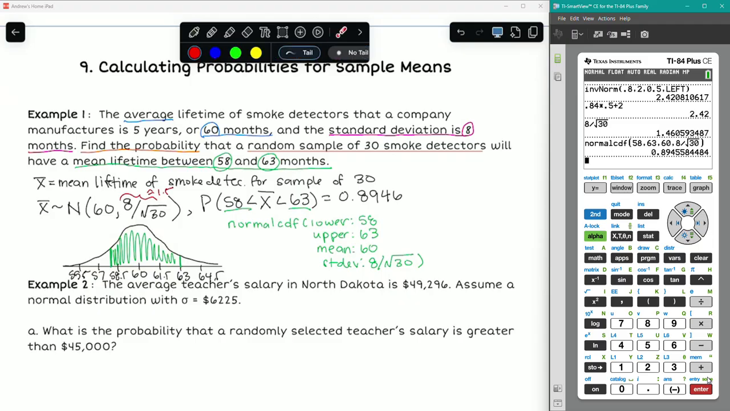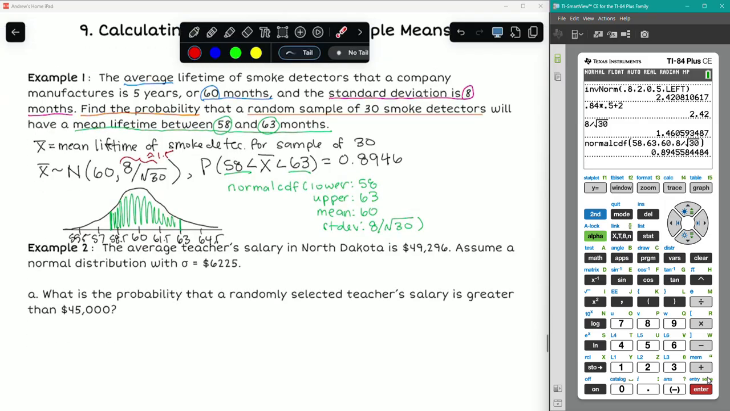We knew that we were bigger than 68, smaller than 95, and closer to the 95 because of that little gap there. That's much closer to 95 than it is to 68. So that is right about where we expect it to be. So for a random sample of 30 smoke detectors from this company, we expect that almost 90% of them have a mean lifetime between 58 and 63 months.